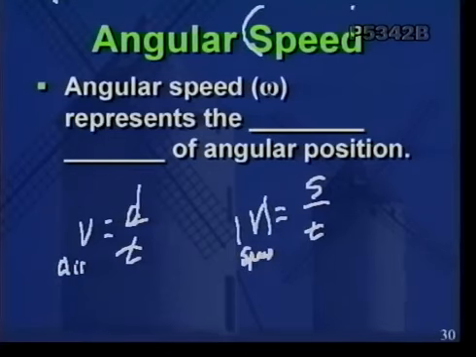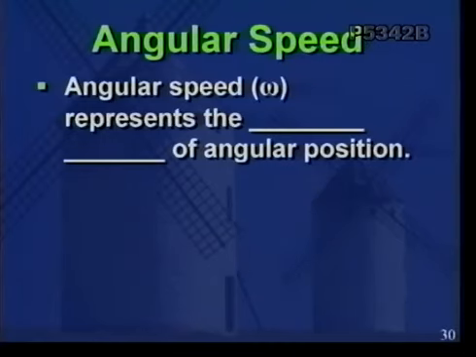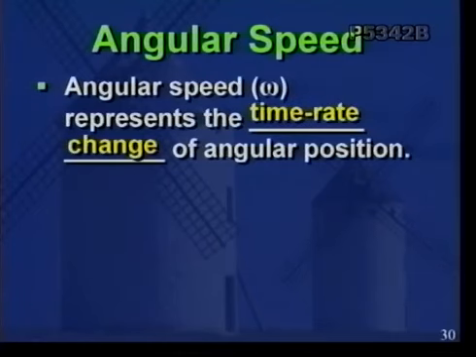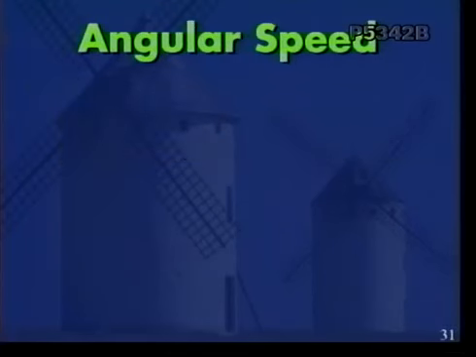We have the same thing. Angular speed is going to be a scalar quantity. It has no direction to it. We're also going to talk about angular velocity. So we can have speed or velocity. Angular speed is the absolute value of the angular velocity. Same as the linear functions that we went over. It simply represents the time rate change of angular position.